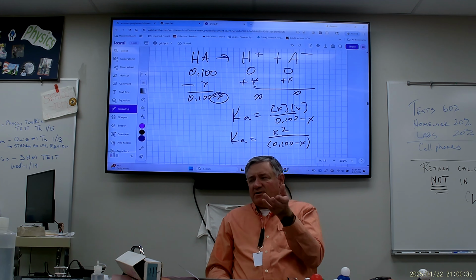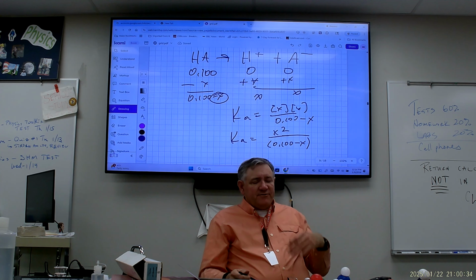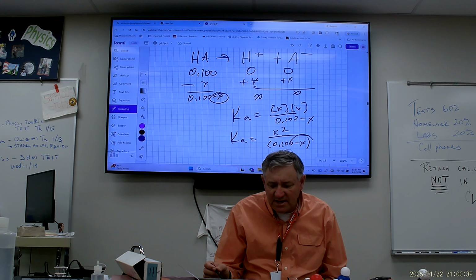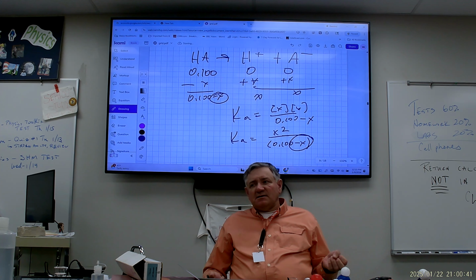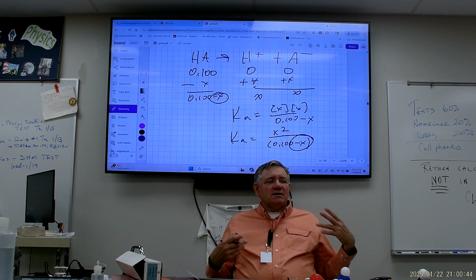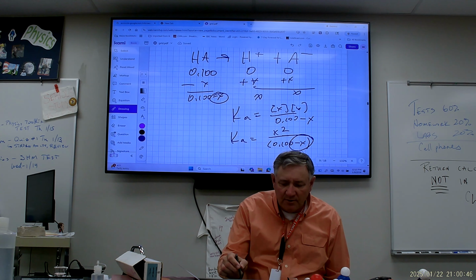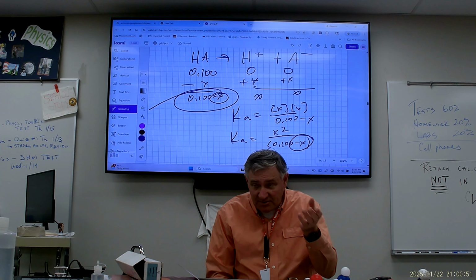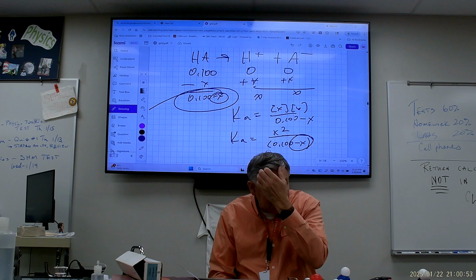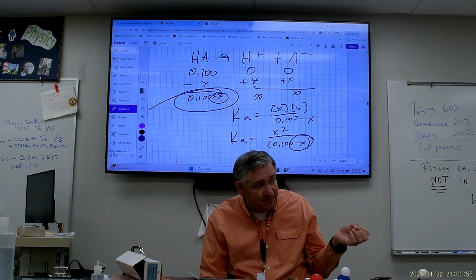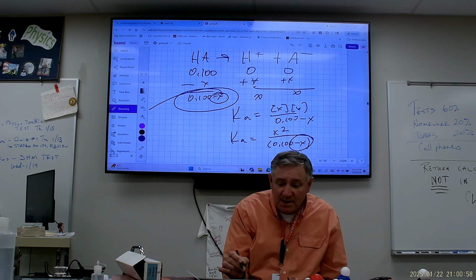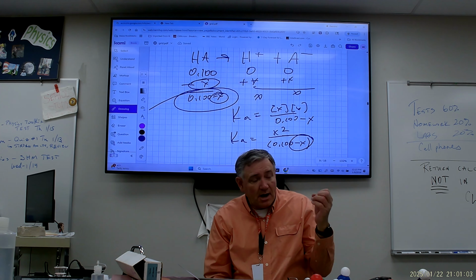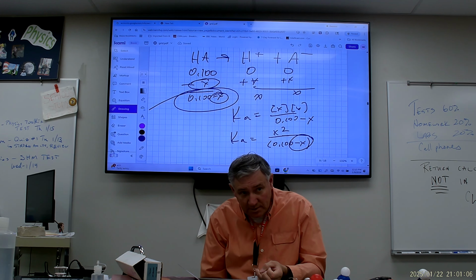So this is what's known as the 5% rule. If your percentage of ionization is 5% or less, basically what we're saying is the subtraction of that X doesn't matter. It's so small, it's not going to impact the value of equilibrium. Okay? But if it's like 11% ionization, which you're going to see in a problem out of the book, that's so big that you do have to take that into account. Okay? So I will tell you the ones that you have to worry about.